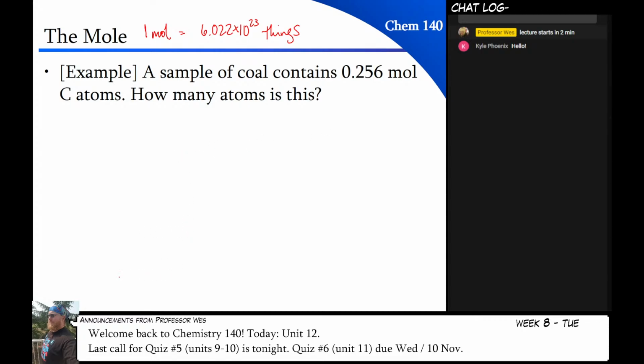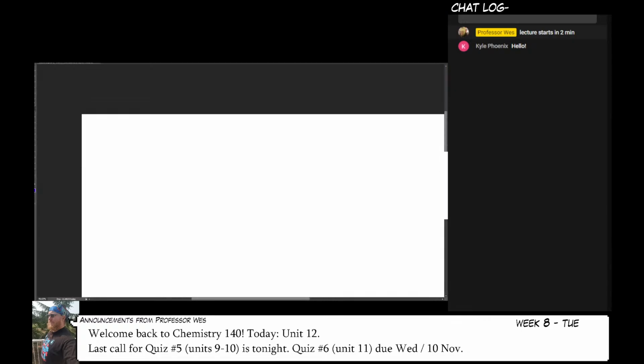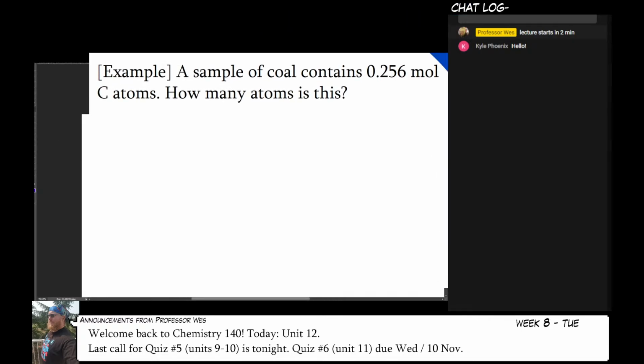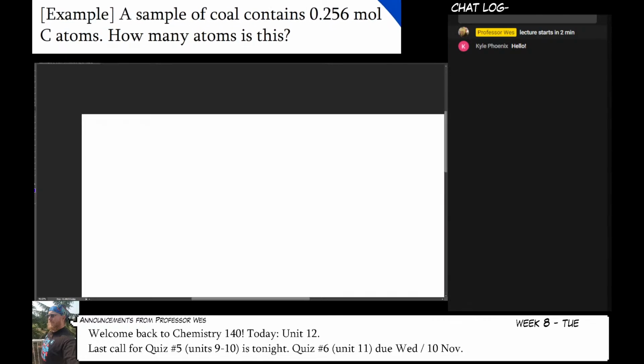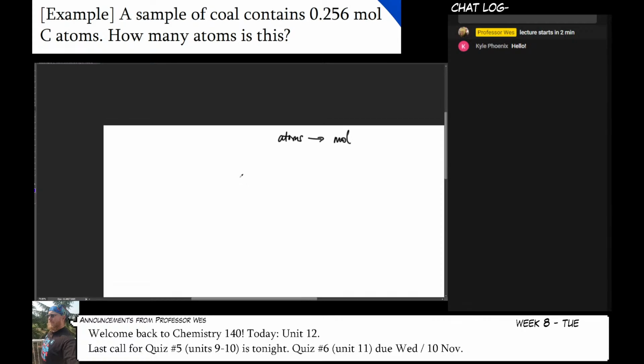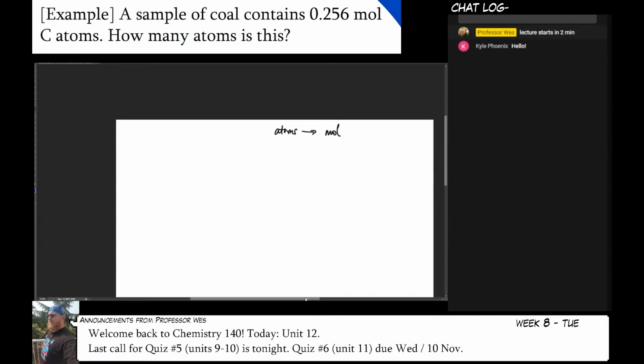So I'm going to do this first example with you. These types of problems are going to be just like what we did at the very start of the quarter. Remember when we were converting like feet to inches or whatever, stuff like that? Now we're going to convert atoms to moles.